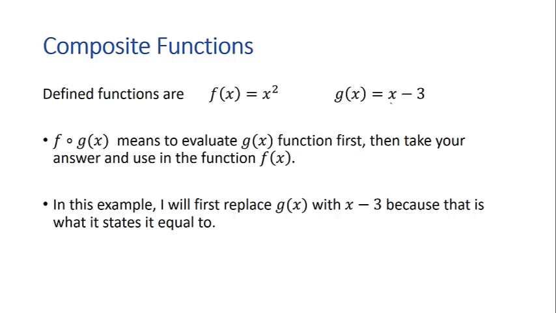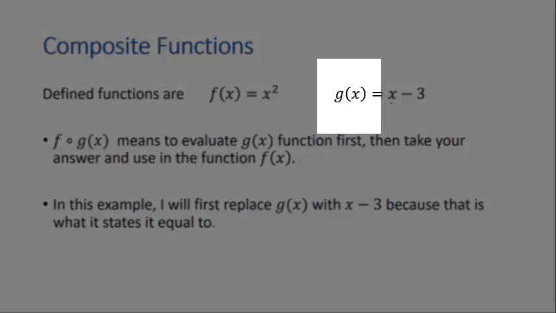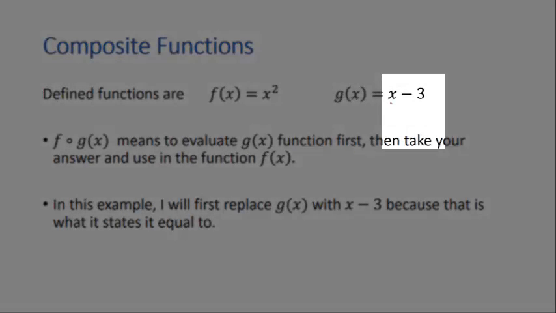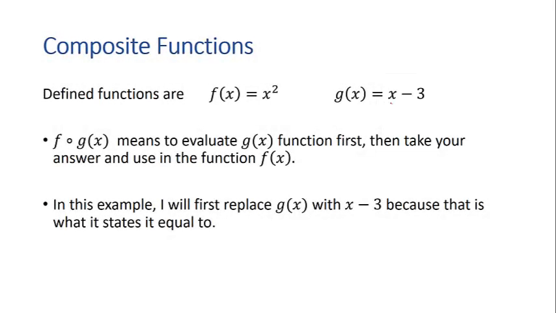F of g of x means to evaluate the g of x function first, and then take your answer and use it in the function f of x. So in this example, I will first replace g of x with x minus 3, because that is what it states that it's equal to up here in the upper corner. So let's go ahead and walk through the rest of this example and show you what this would look like with the substitution.